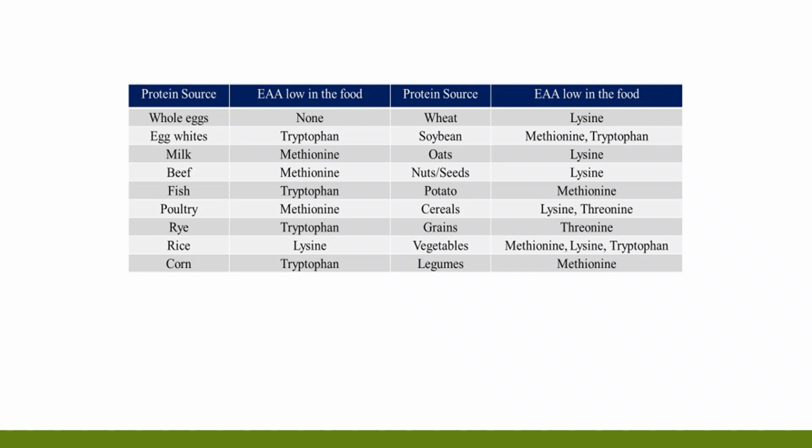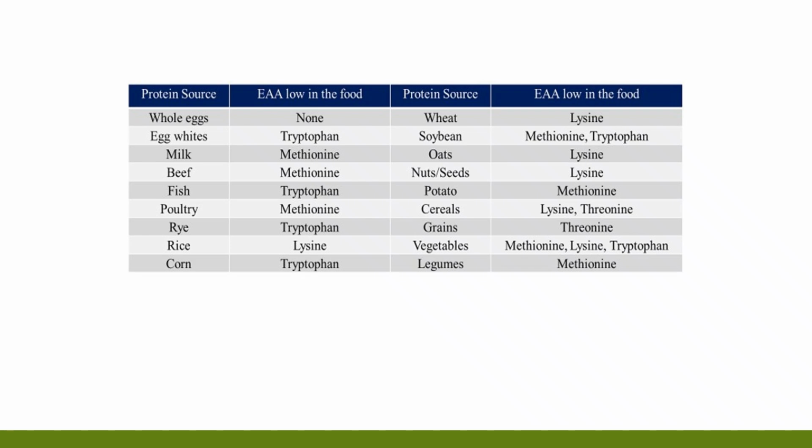So for example, if we look at milk, milk has a limited amount of methionine in it. It's not that it's devoid of methionine, an essential amino acid, it just means that it is low relative to the other essential amino acids that are in that protein source. And we can see it going all the way through every other food source.